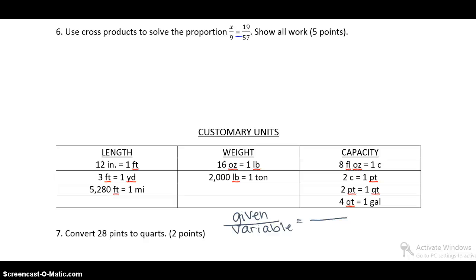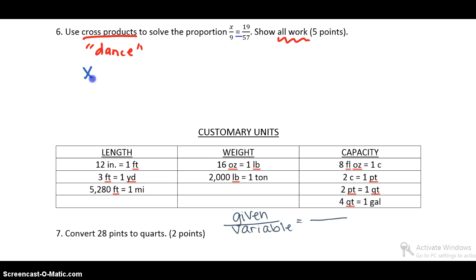Number 6 tells us to use cross products to solve the proportion x over 9 equals 19 over 57. Show all of our work. So it's nice that it tells us exactly what process to use. It's our cross products or the dance method if you would prefer to use that. So I'm going to write that on there so we don't forget.